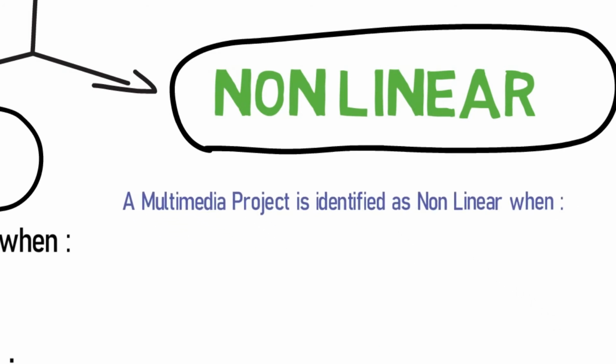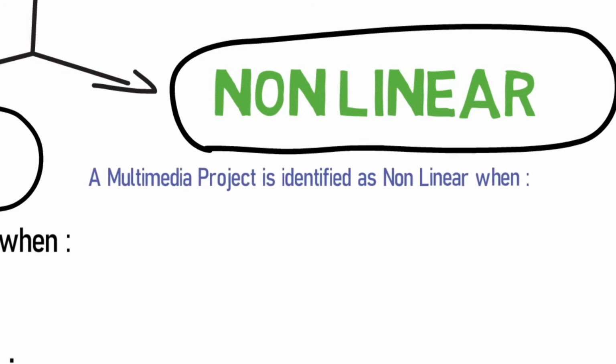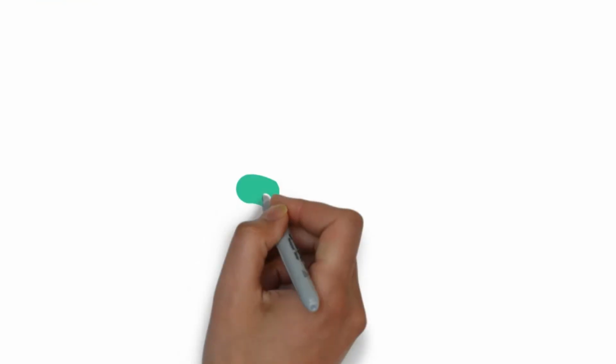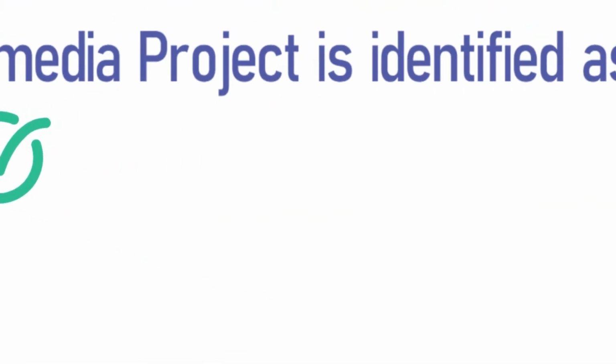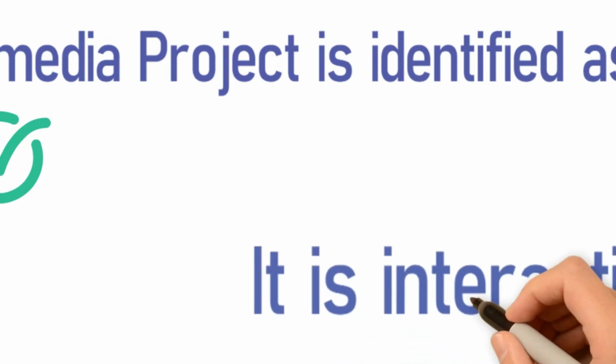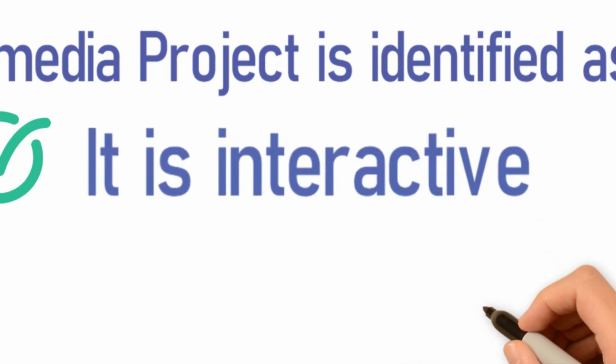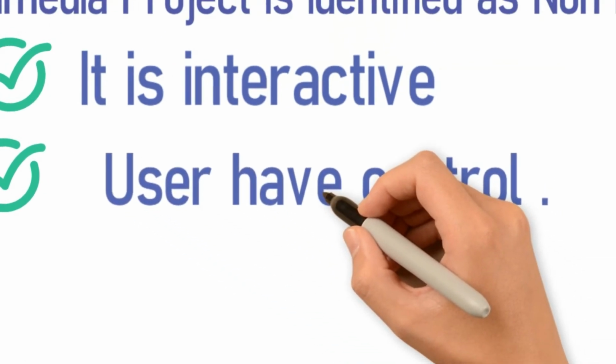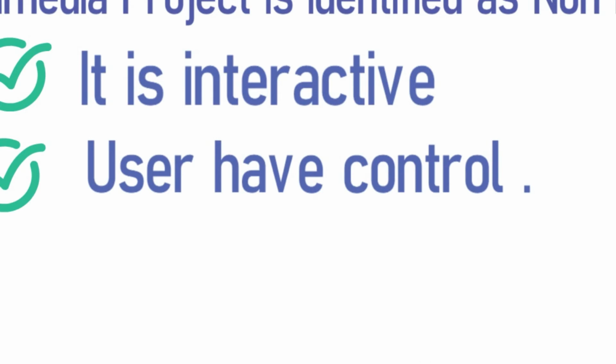Next, we want to discuss nonlinear. A multimedia project is identified as nonlinear when it is interactive and the opposite of linear multimedia. It doesn't follow the one-way structure and instead allows free movement. In this category, users have control over the content that is shown to them and have navigational control, also known as hypermedia content.